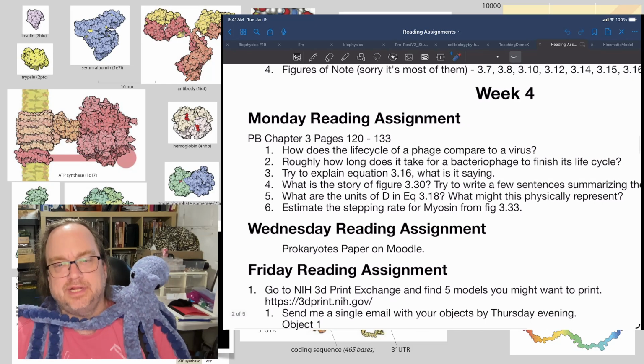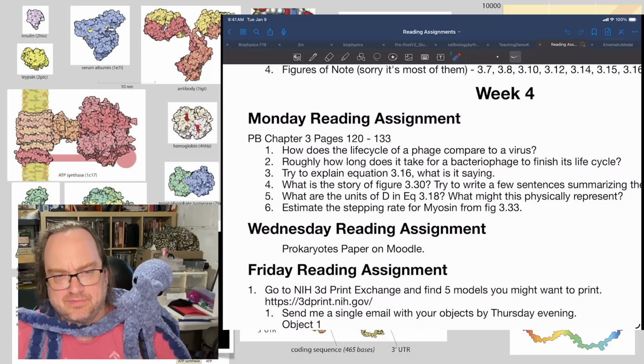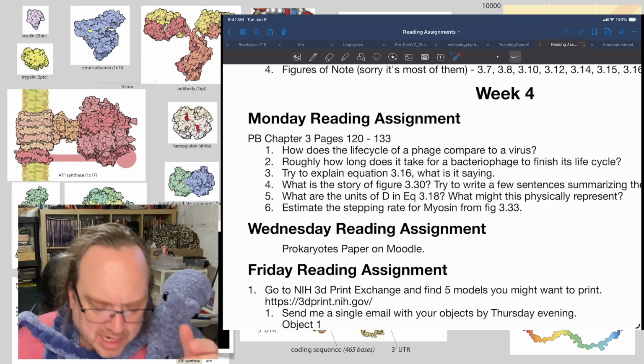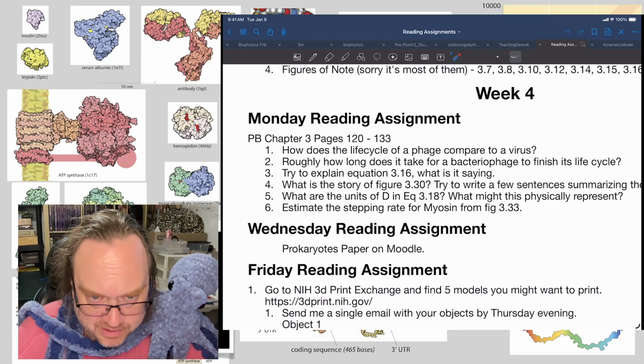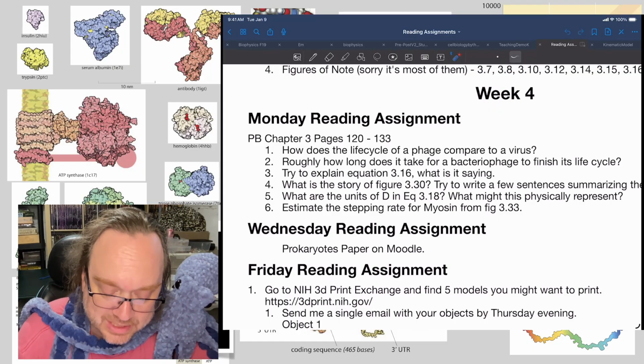Some notes. Roughly how long does it take for a bacteriophage to finish its life cycle? Hopefully we've talked about that. We understand what's going on there. Question 3 or equation 3.16. What is that trying to say?